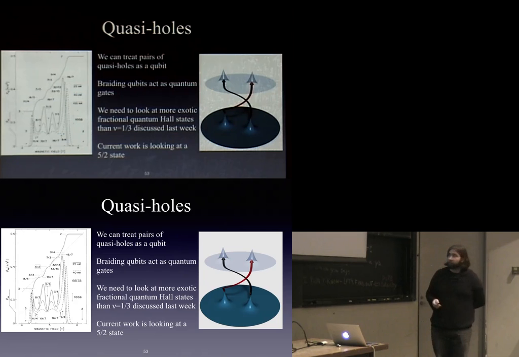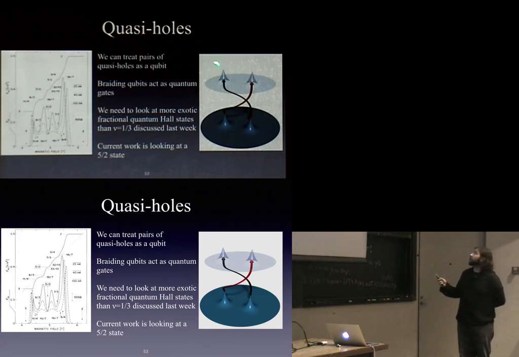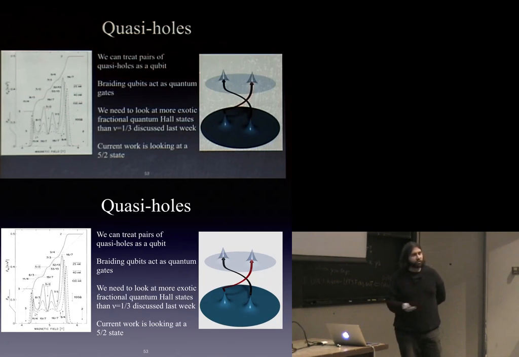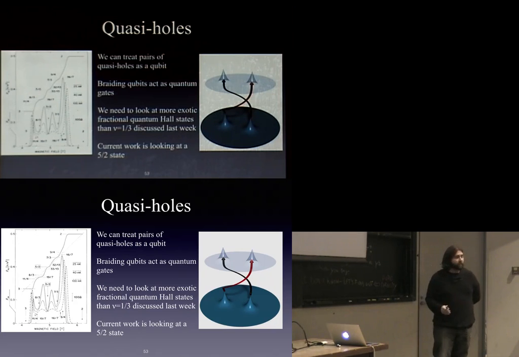So those of you who were here last week, remember I discussed quasi-holes in fractional quantum Hall plateaus, right? These are these very funny topological excitations of semiconductors in strong magnetic fields. They carry fractional amounts of charge. And they're very highly entangled with each other. And that entanglement is kind of built in. You can't decohere two quasi-holes from each other. And so the idea is very roughly the following.